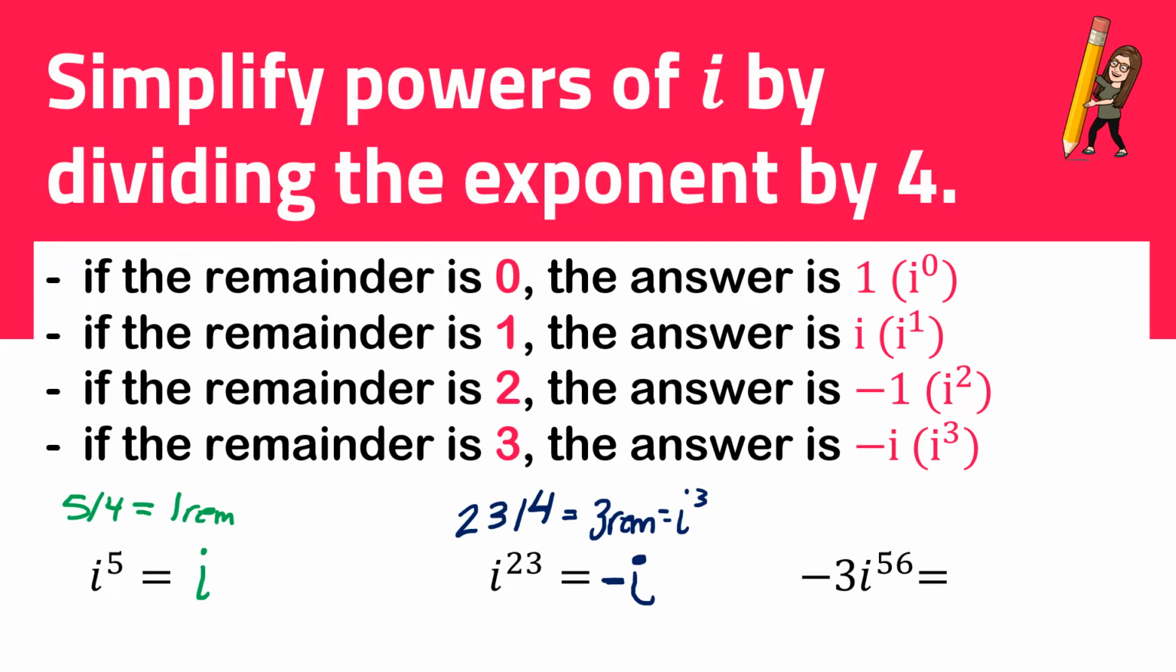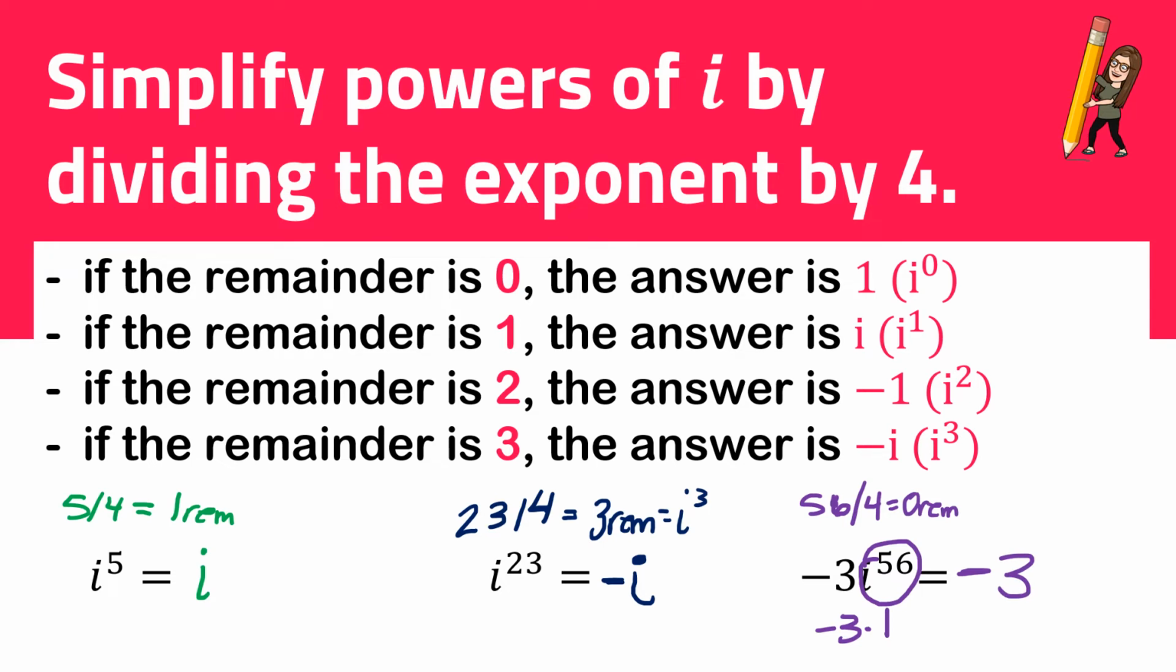56. All right, 56, and I want to divide by 4. So when I divide 56 by 4, I have a remainder of 0, meaning it fits in perfectly. If it fits in perfectly, it's 1. So all of this becomes 1. But I have a factor out front, so my final answer is actually negative 3.